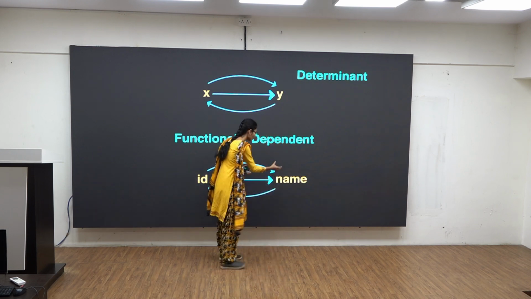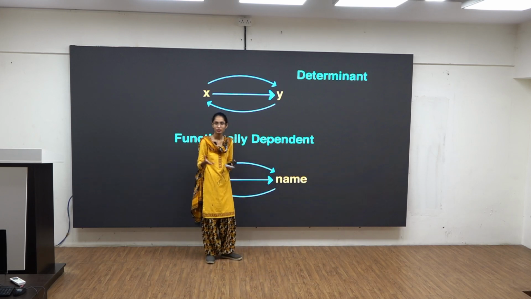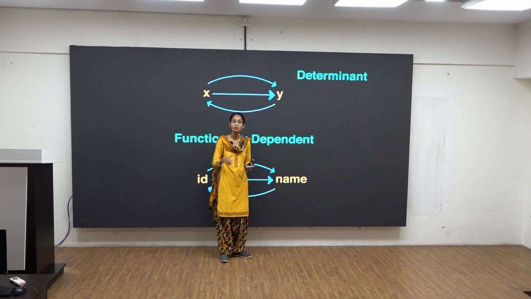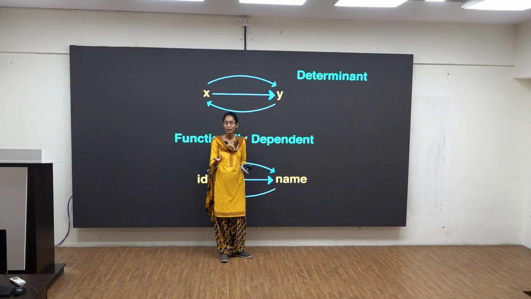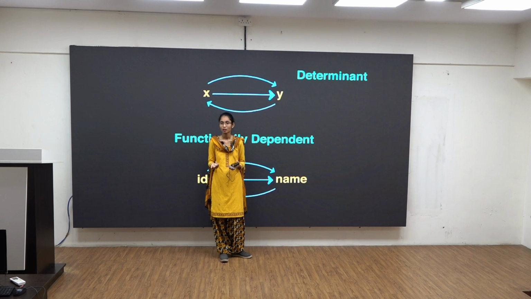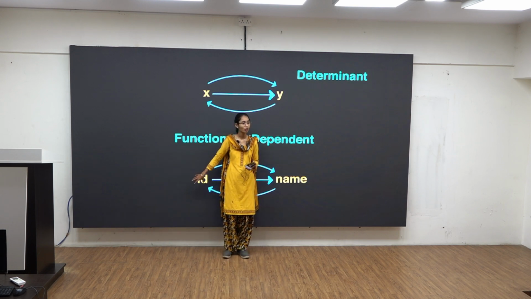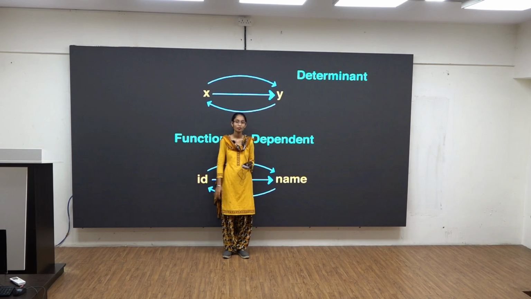And name alone is of no use, because repetitions will be there. By keeping that name, I cannot identify anything of yours. I cannot tell age. I cannot tell gender. Why? Because multiple things can be present. Duplicate values can be present. So a unique thing that we have, only we can consider as a determinant, which determines the other attribute.